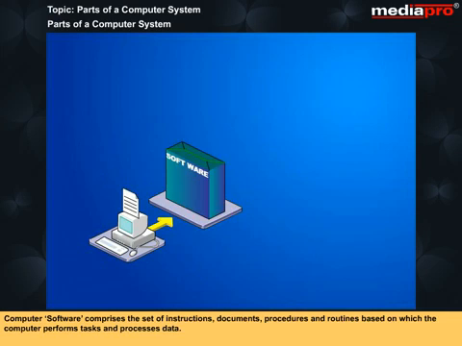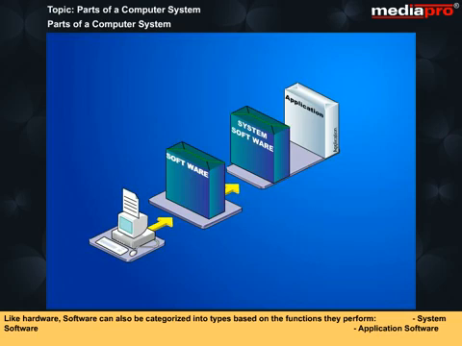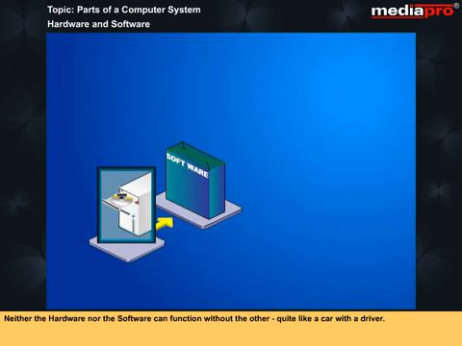Computer software comprises the set of instructions, documents, procedures, and routines based on which the computer performs tasks and processes data. Like hardware, software can also be categorized into types based on the functions they perform: system software and application software. Neither the hardware nor the software can function without the other, quite like a car with a driver.